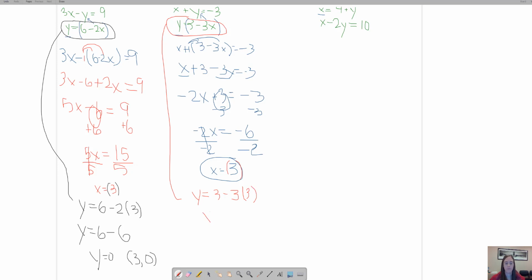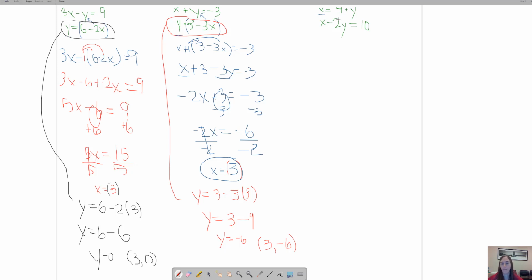Okay, and then you just have to simplify. So we have y equals negative 3 times 3 is negative 9, so it's going to be 3 minus 9. That's going to be y equals negative 6. Okay, so that means your ordered pair for this one, you have a 3 for your x and a negative 6 for your y. That would be your answer. All right, so then the last one here.